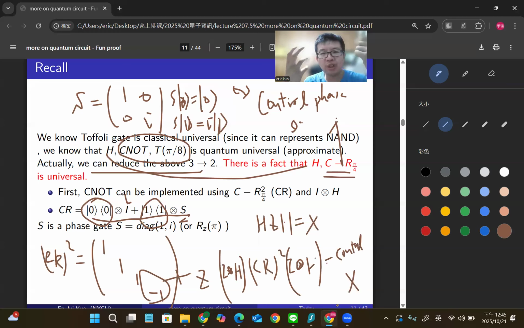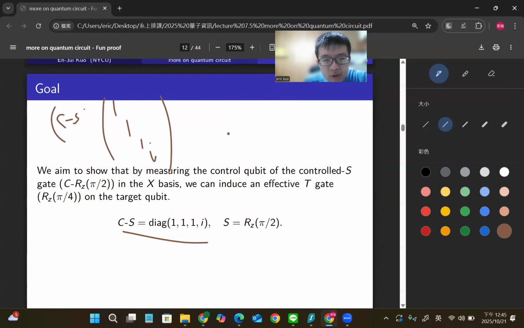Okay, so it's very simple that if I have Hadamard and control phase, then I can create C naught. Okay, so this is the first step. Now the problem is this T, which is pi over 8, right? This rotation is weird, so we need to do some extra trick.